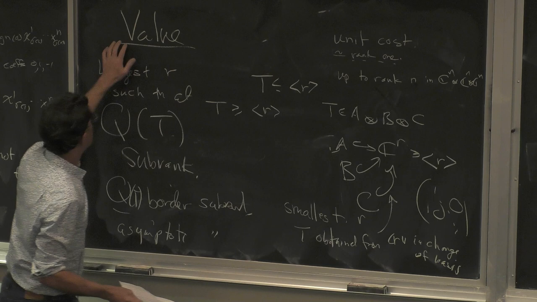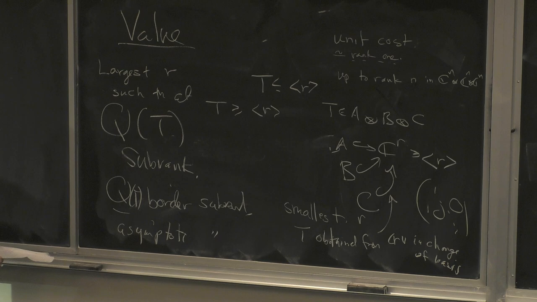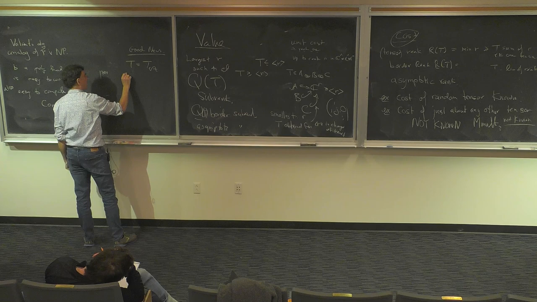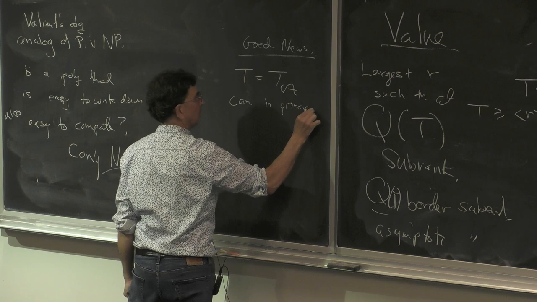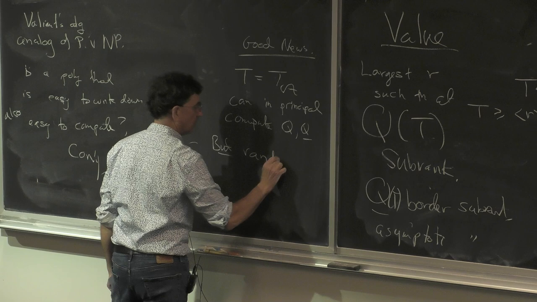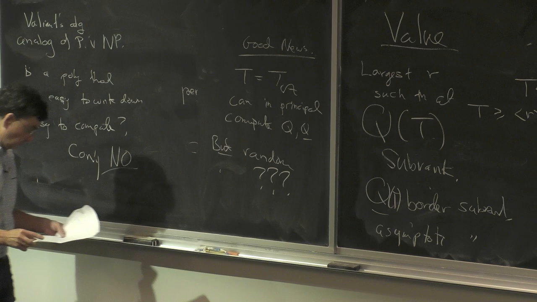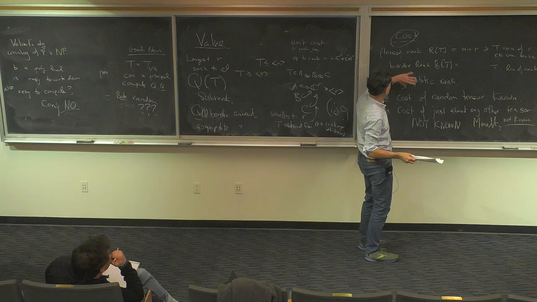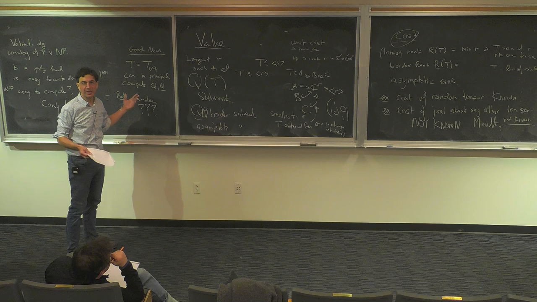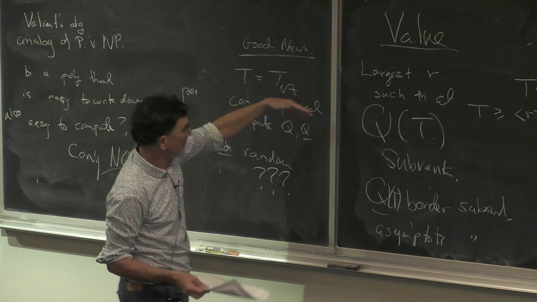Unlike, well, the good news is if T is some structure tensor of an algebra, then we can, in principle, compute Q or Q bar. But for a random tensor, we have no idea. So it's kind of an opposite situation, where we know how the random cost is, but for specific costs, we know nothing. Here for random value, we have no idea, but for specific values, we know a lot. And so there'll be at least two lectures on this mysterious topic of value this week.